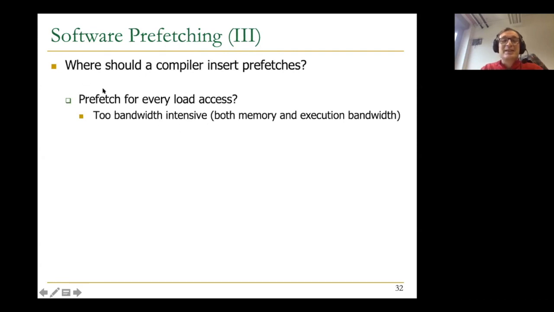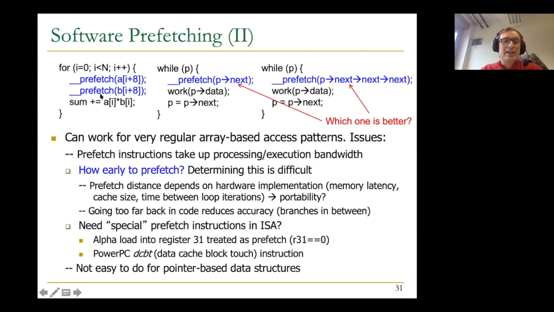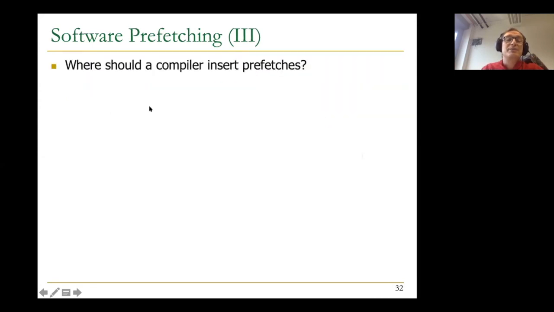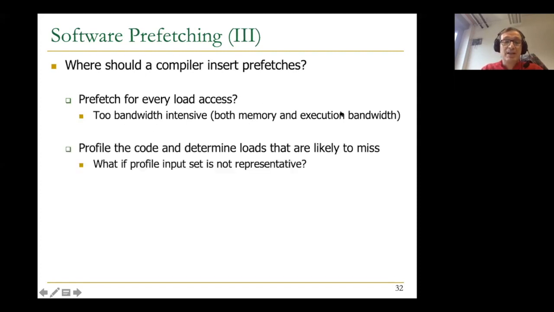Okay, clearly prefetching for every load access is not good, like what we have done over here, potentially. You really want to prefetch for loads that are going to miss, because otherwise it's too bandwidth intensive, since you're consuming both memory bandwidth and execution bandwidth. Usually the software algorithms, including the programmers, profile the code and determine the loads that are likely to miss. These are sometimes called delinquent loads. In fact, some of the prefetching papers are called delinquent load prefetching. These are essentially loads that misbehave, meaning they miss in the caches. The compiler essentially tries to prefetch for those loads.